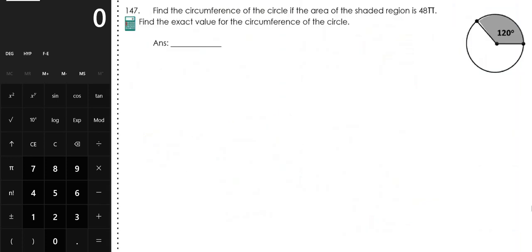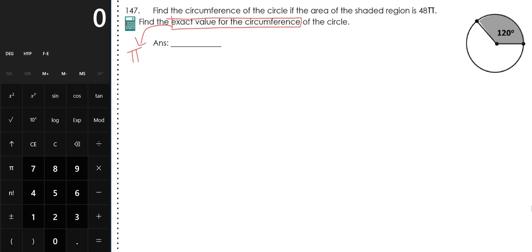Number 147. Find the circumference of the circle if the area of this shaded region is 48 pi. Find the exact value for the circumference of the circle. Okay, let's go to the ask of the question. Find the exact value for the circumference of the full circle. Okay, exact value. For me, that means you're going to keep the pi. You're not going to multiply it in. You're going to keep it in terms of pi. That's what I think.